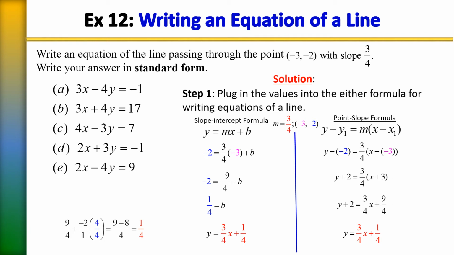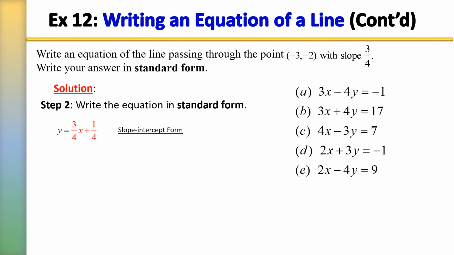Now recall here, our answer choices are in standard form, so we need to rewrite this equation in standard form. To do that, we need to get x on the left side. So let's go ahead and subtract 3/4 x from each side. Now, this is not the correct form for standard form, because the coefficient of x cannot be a negative or a fraction. It's both in this case. It's a negative and it's a fraction.